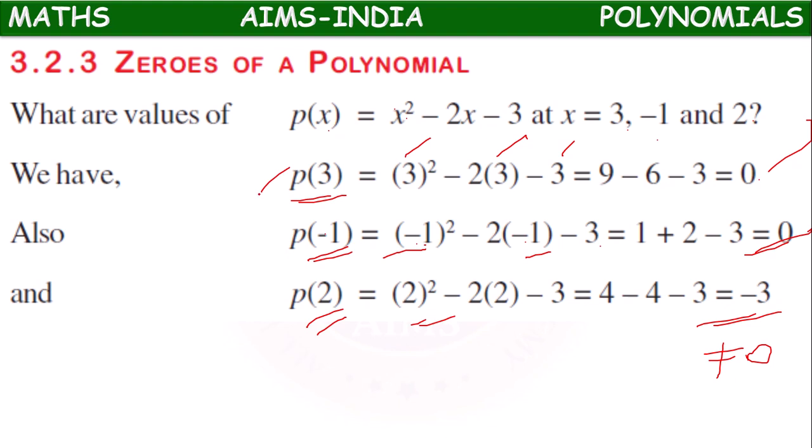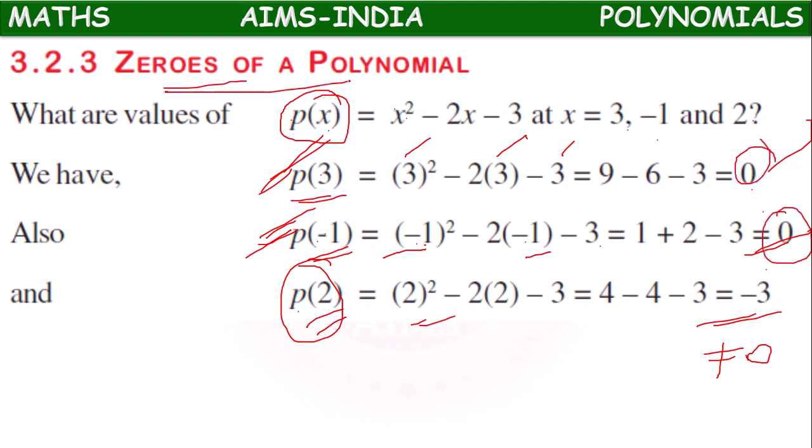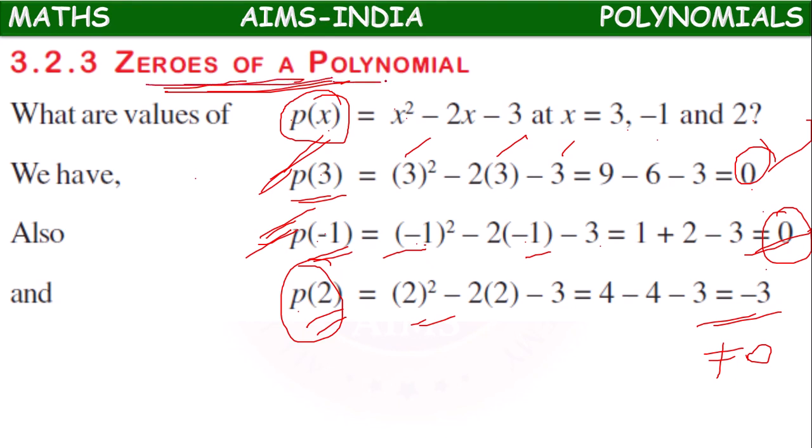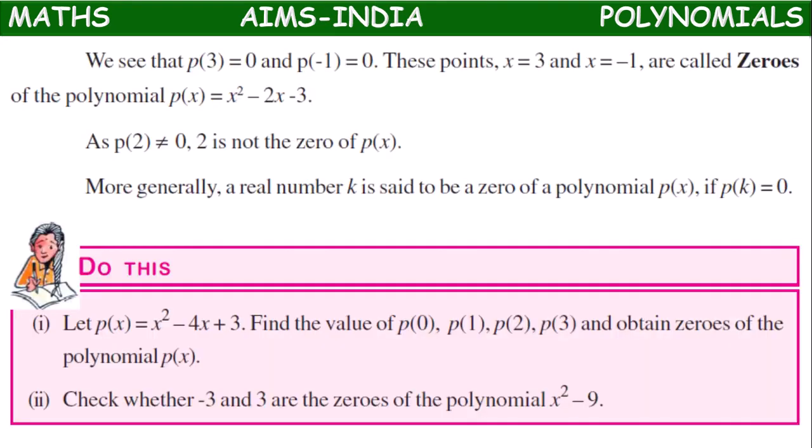This means for some values, at some points, the value of p of x becomes 0. At some other points, it does not become 0. The points at which p of x becomes 0 are called zeros of the polynomial, because at that particular point the value of the polynomial becomes 0.